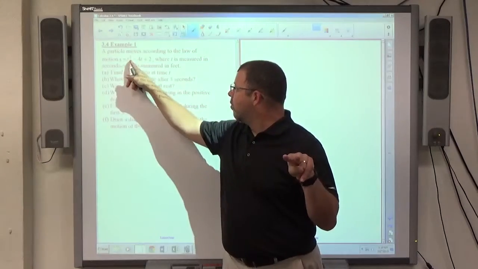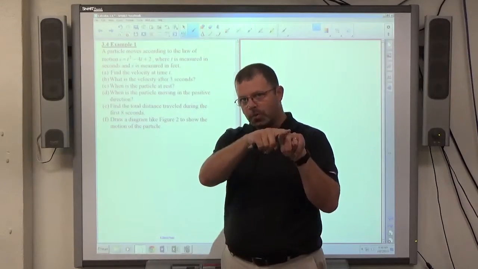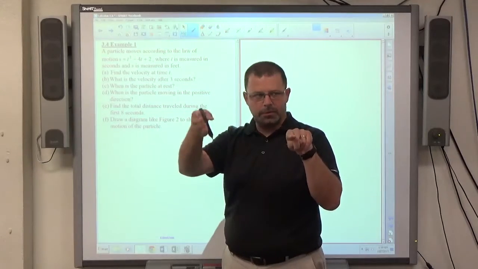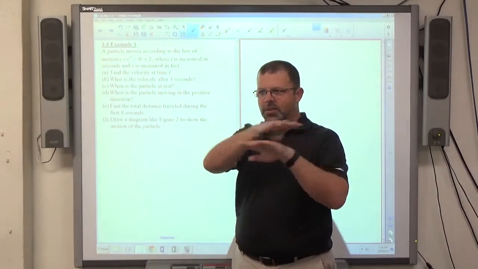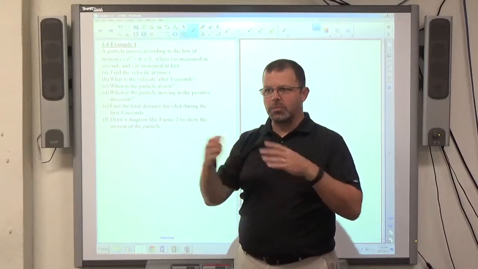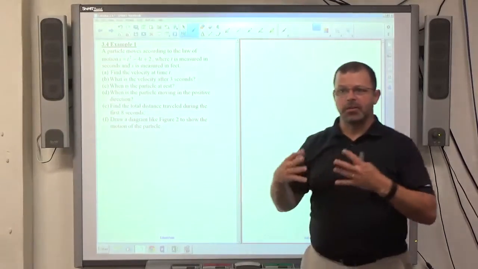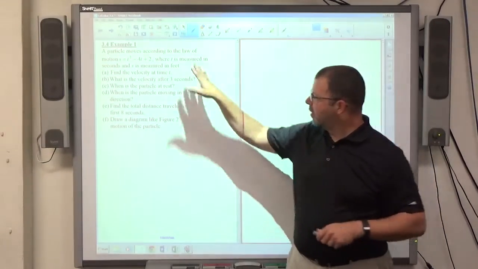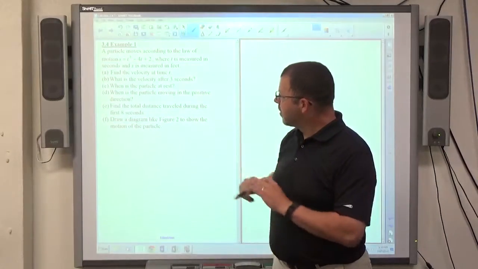At 1, 1 minus 4 is negative 3 plus 2 is negative 1, it moves back to negative 1 foot. So there might be a 0 spot here somewhere. It's just kind of moving left and right at this point, but that's what we're thinking about, where it's at in position at any given time.